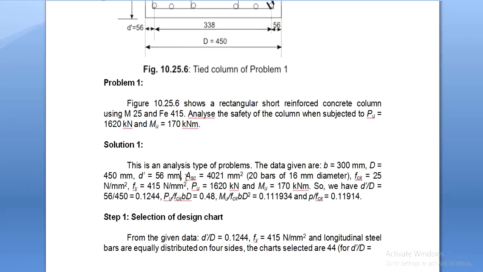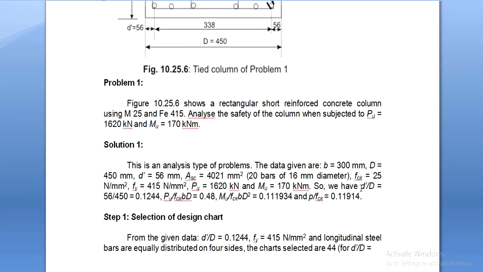Now area of longitudinal steel is equal to 4021 mm square. That means 20 bars of 16 diameter they have given. fck is equal to 25 Newton per mm square, fy is equal to 415 Newton per mm square, they have already given. So Pu is equal to 1620 kilonewton is the axial load to be carried. Mu is equal to 170 kilonewton meter. So we have d dash by d.